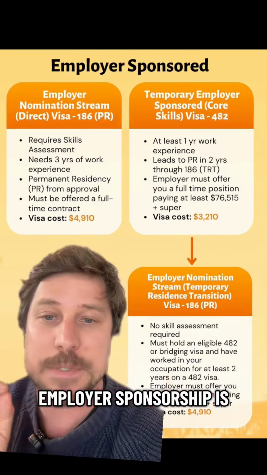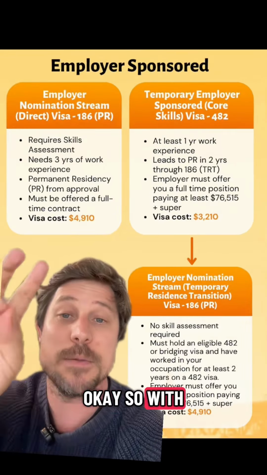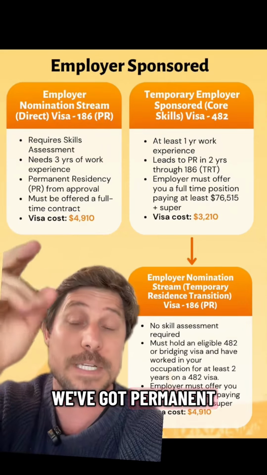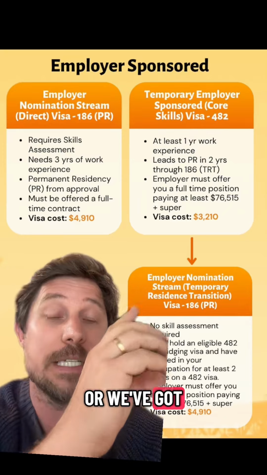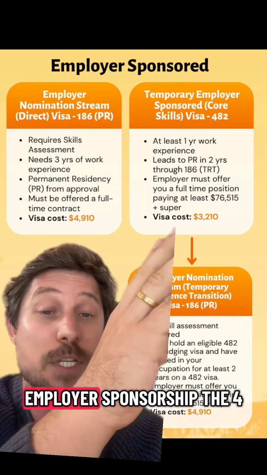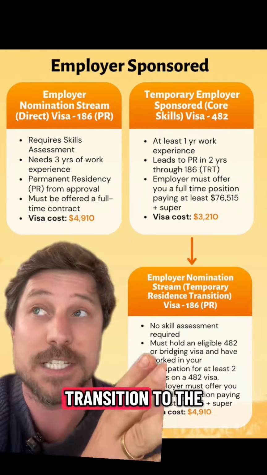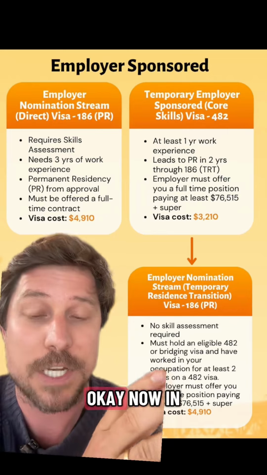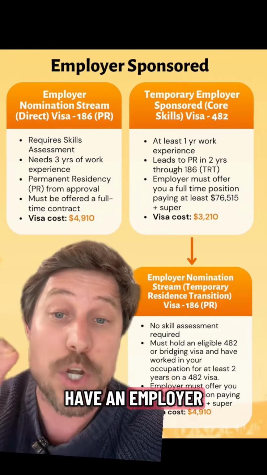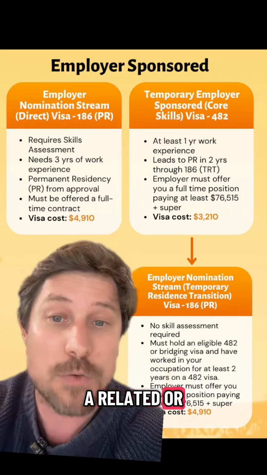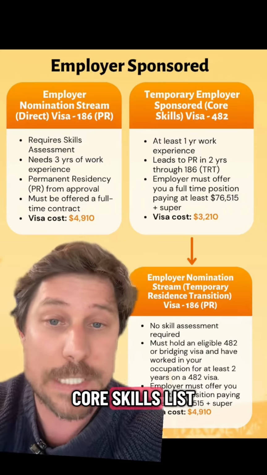Employer sponsorship is actually a little different. With employer sponsorship, we've got permanent employer sponsorship straight away through the 186 direct, or you can initially get the temporary employer sponsorship, the 482, and transition to the permanent 186. Now, in order to apply for these visas, you need to have an employer nominate you for a related or relevant occupation that's on the core skills list.